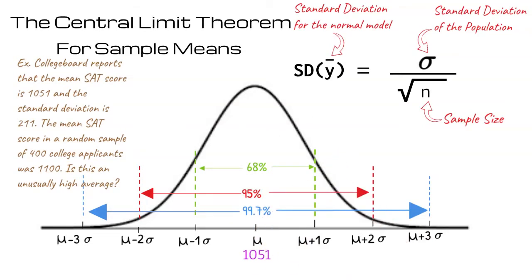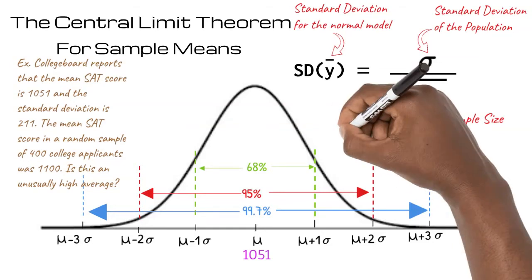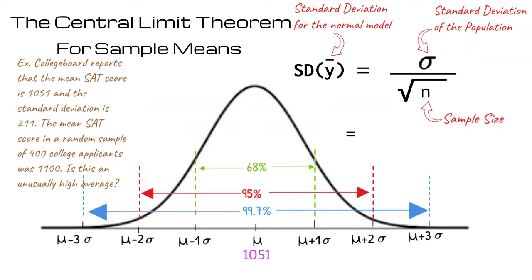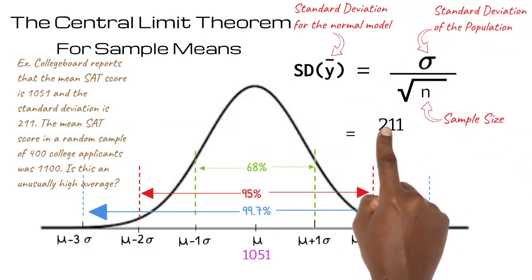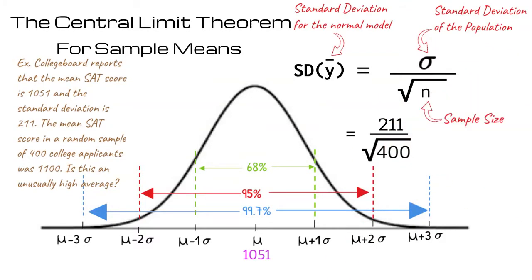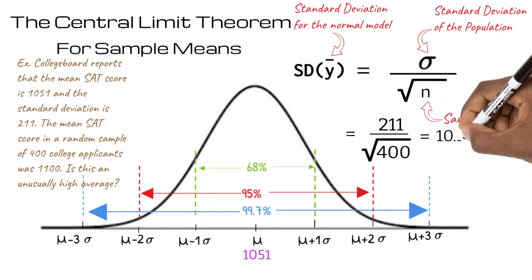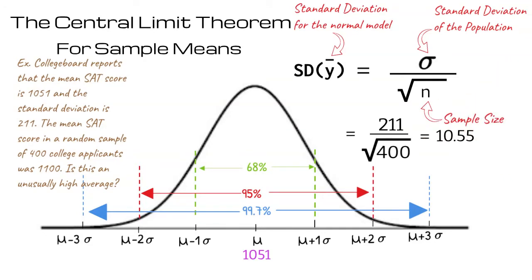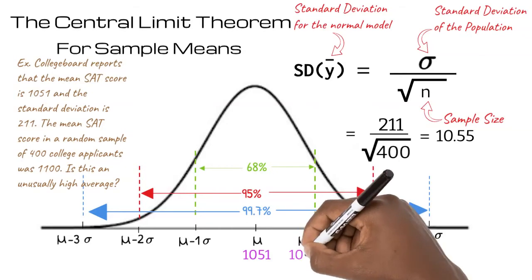1051. We calculate the standard deviation for the normal model using the formula. Standard deviation for the normal model is equal to the standard deviation of the population over the square root of the sample size. 211 over the square root of 400. This gives us 10.55.